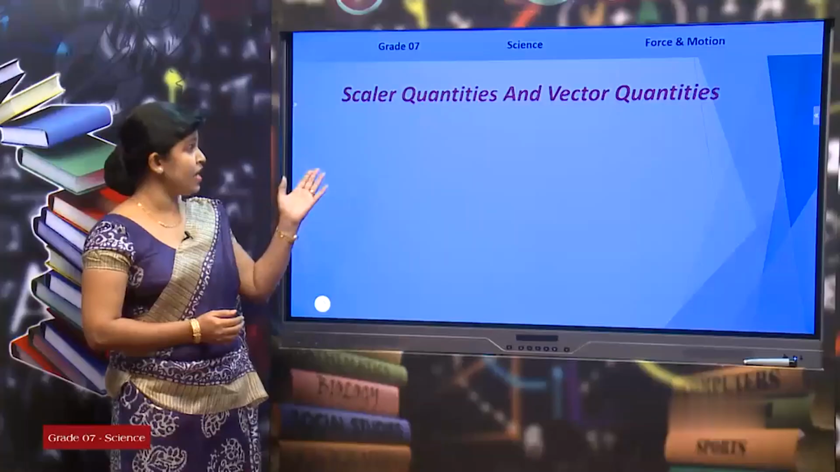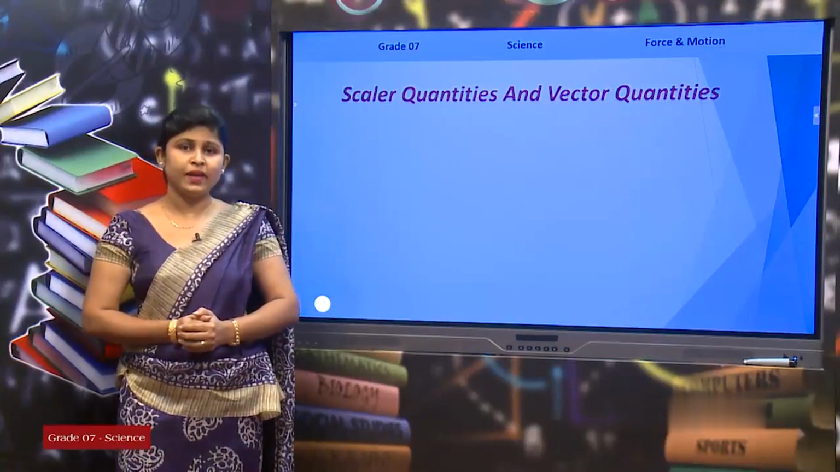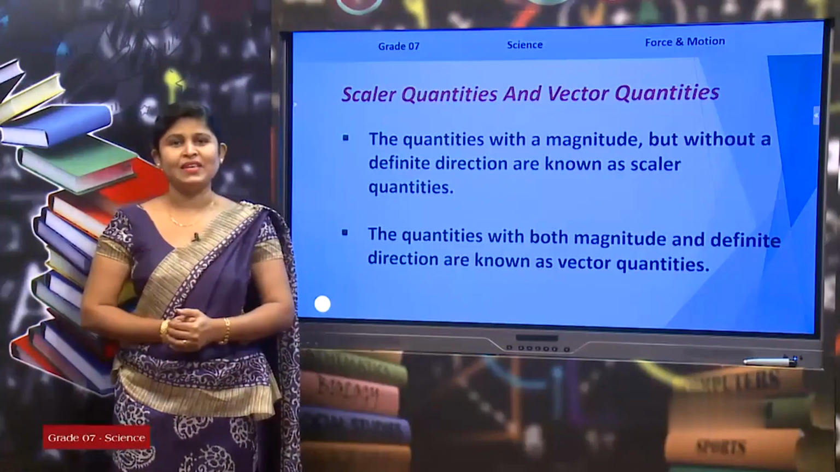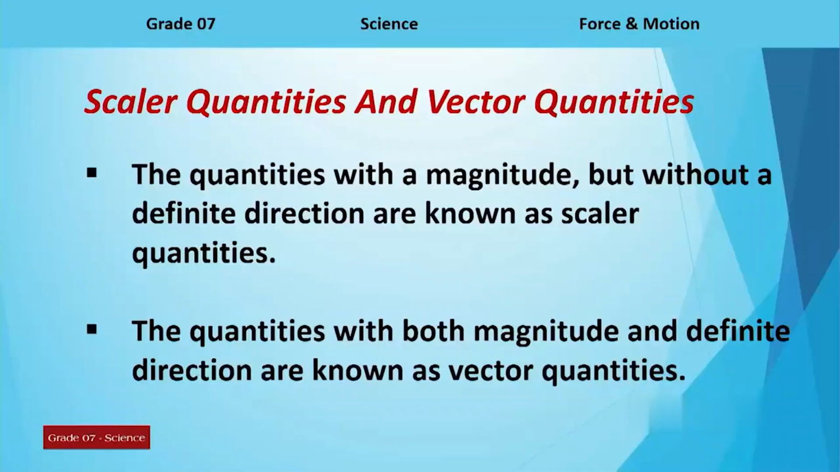Scalar quantities and vector quantities. My dear children, when we are learning science, we meet different quantities. As well, we use different quantities in science. According to the presence and absence of a definite direction, we can categorize the quantities into two groups as scalar quantities and vector quantities. Right. Now, let us see what are known as scalar quantities and what are known as vector quantities.